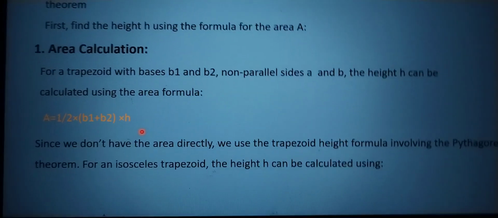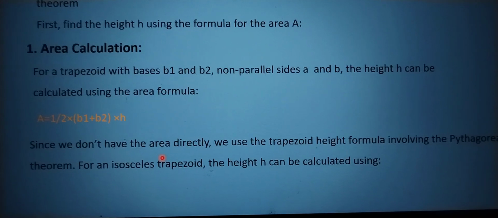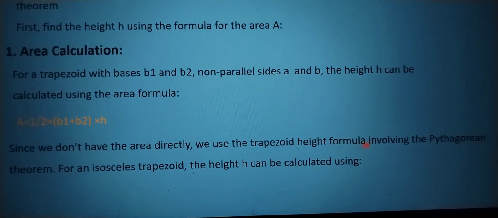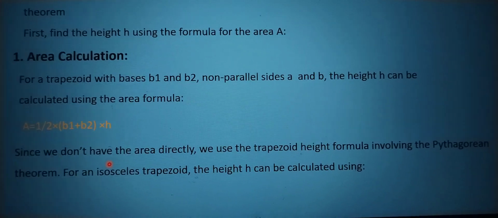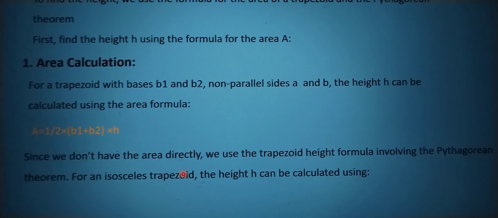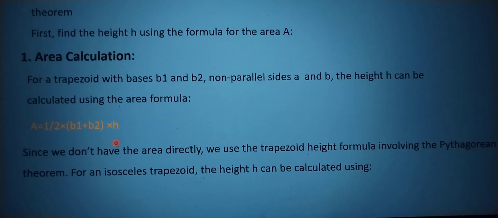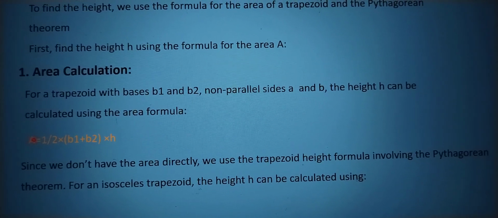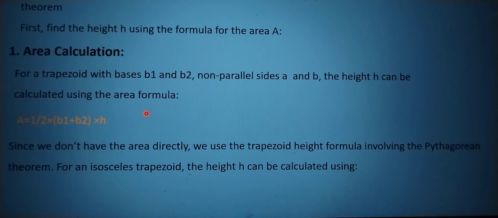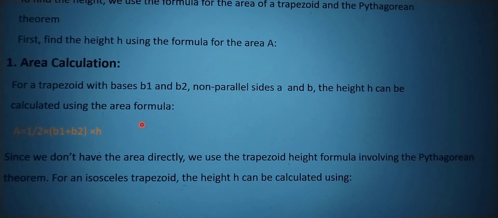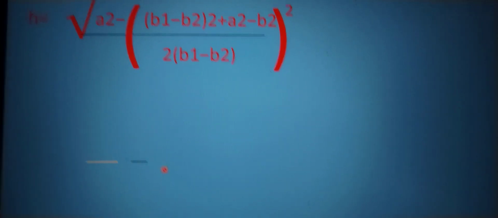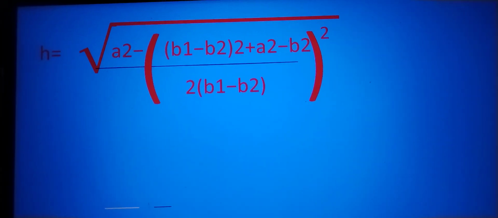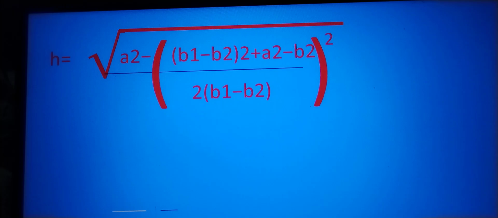So this is the area calculation formula for a trapezoid. Now, since we don't have the area directly, we use the trapezoid height formula involving the Pythagorean theorem for the isosceles trapezoid. We don't know exactly what the height is, so we can't calculate it using the area formula. So we are going to use the Pythagorean height formula, which is this. This is the Pythagorean height formula for a trapezoid.